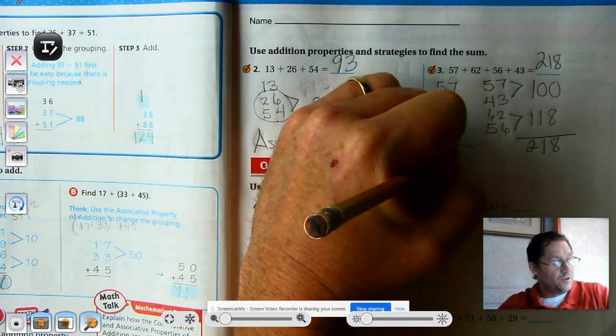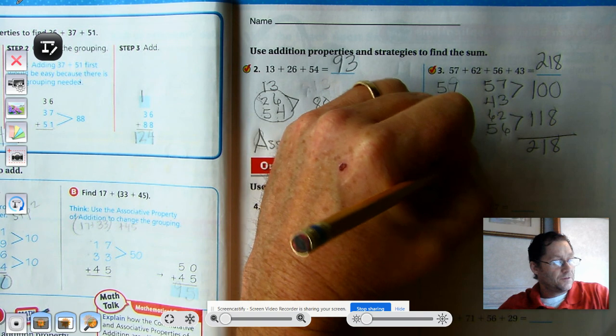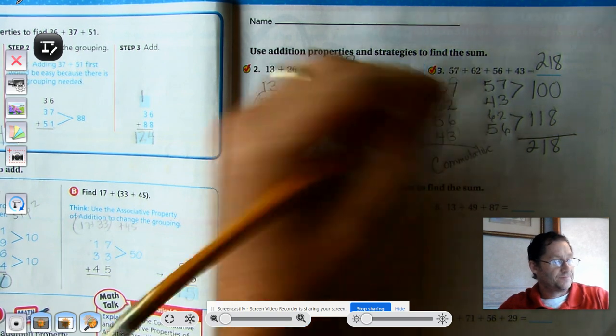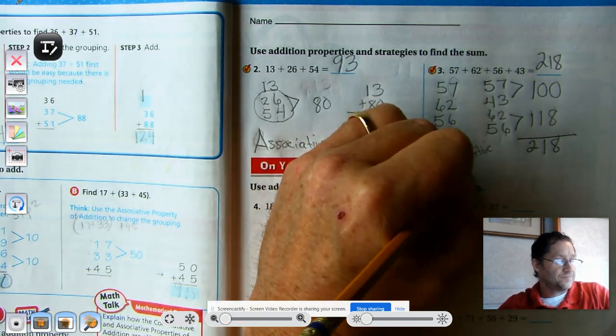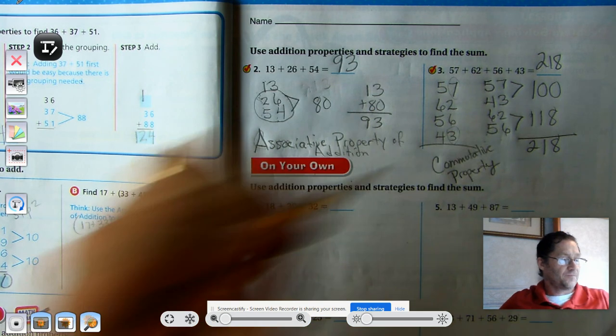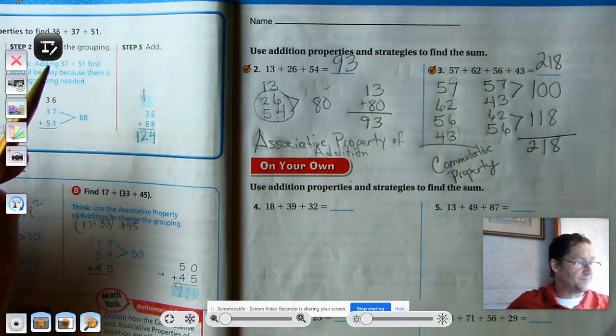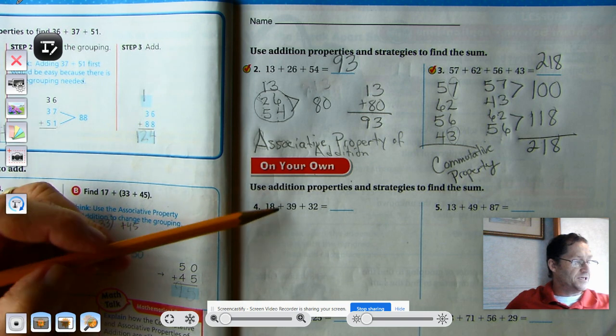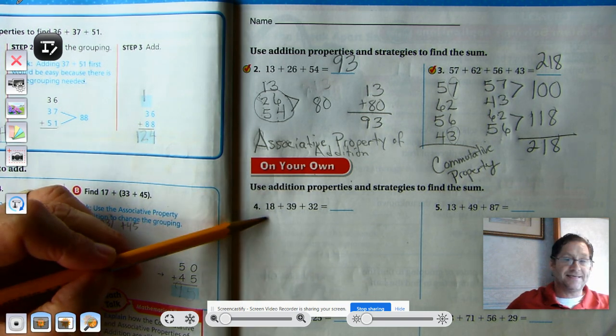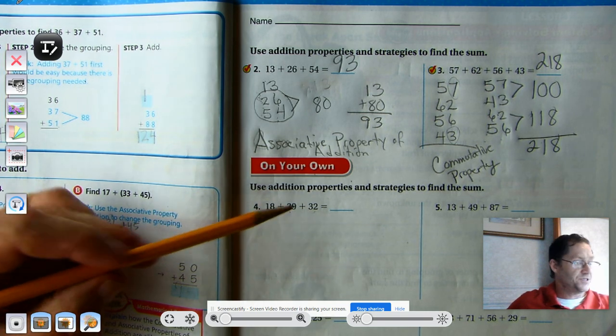We change the order of the numbers we were adding to give us the commutative property. Use addition properties and strategies to find the sum. 18 plus 39 plus 32.